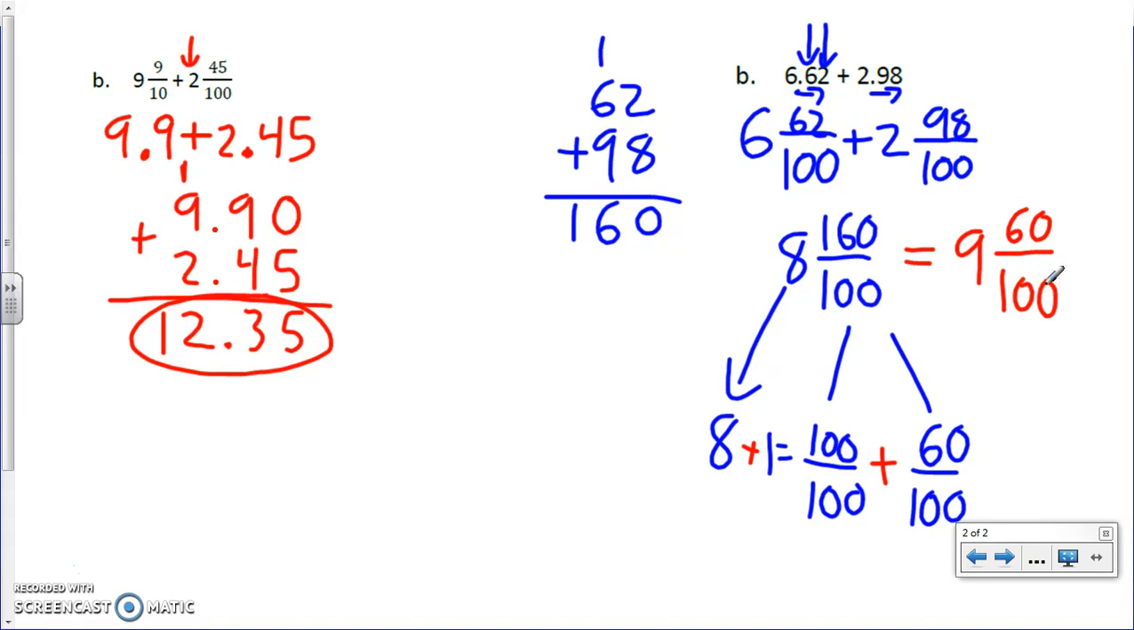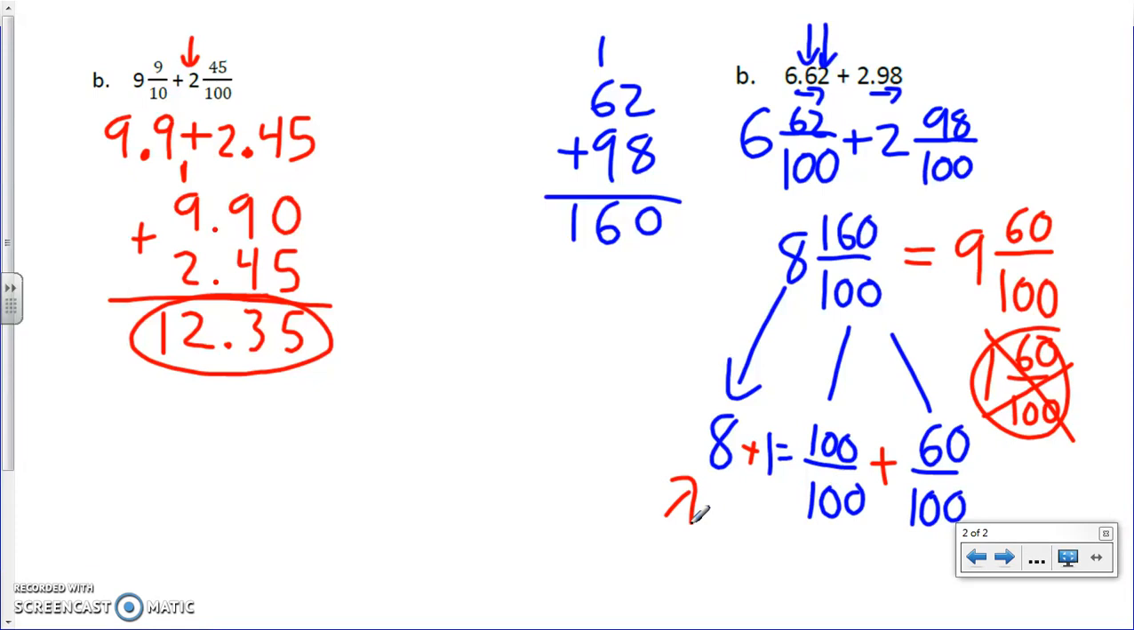Unfortunately, some of us this year we've been putting this for an answer on a question like this. We've been putting 1 and 60 hundredths. This 160 hundredths has been broken up into this over here, but this is not our answer because we've forgotten about this 8 over here. We can't forget about what we started with. So 6.62 plus 2.98 can be written as 9 and 60 hundredths. We could have also written it as a decimal, but we're not worried about that for this question.